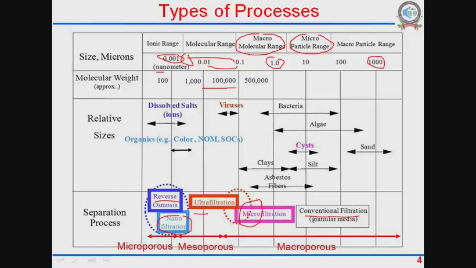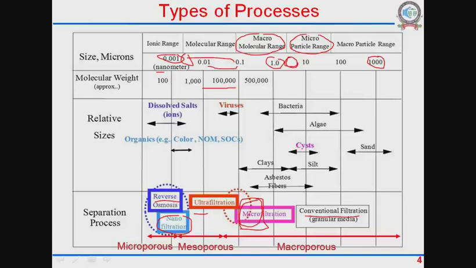But if pore sizes are in the range of 50 nanometers, somewhere here, then we call this macroporous, but we call it microfiltration. So a little nomenclature we need to be aware of. These are the pore ranges that I was talking about: microporous, mesoporous, and macroporous.